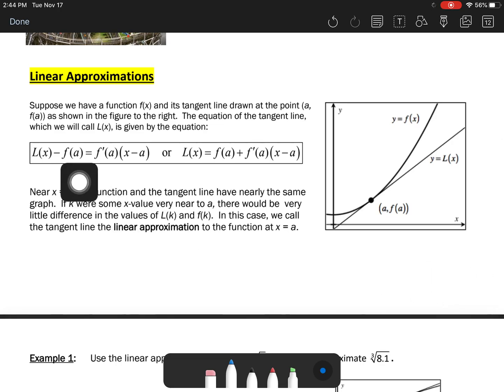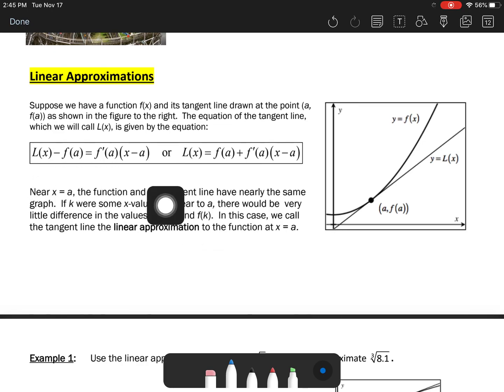Okay, so let's read. Suppose we have a function f of x and its tangent line is drawn at the point a, f of a, shown in the figure at the right. So there's our a, f of a right there. The equation of the tangent line, which we'll call L of x, so they're using L of x instead of y, saying it's a line, so we're going to call it a function L of x. It's given by this equation.